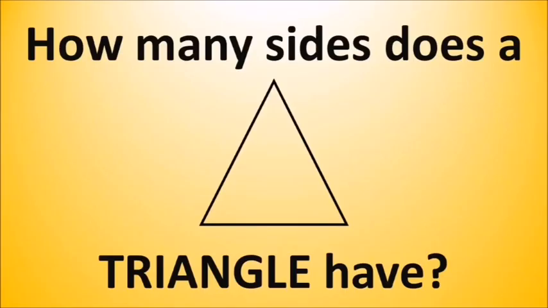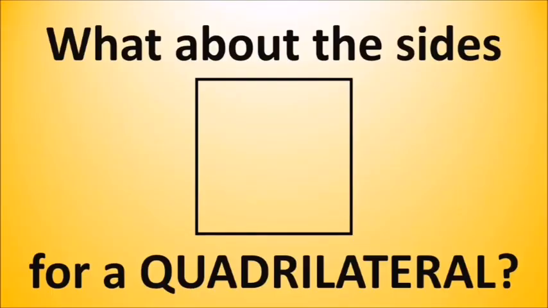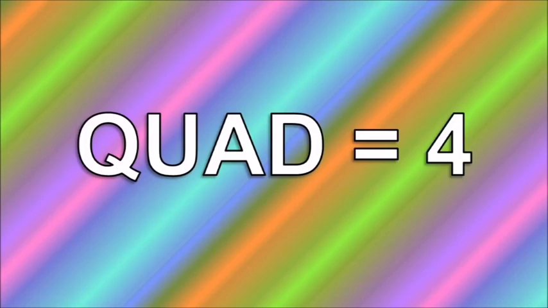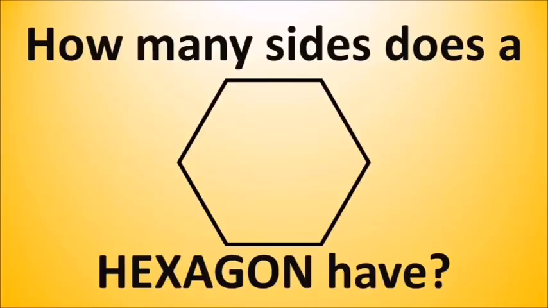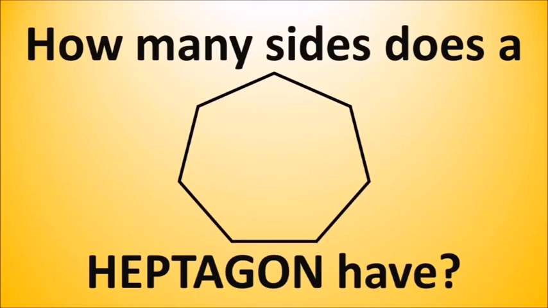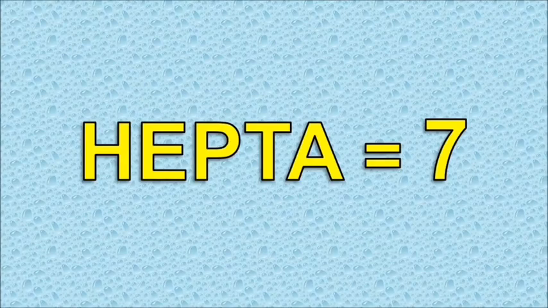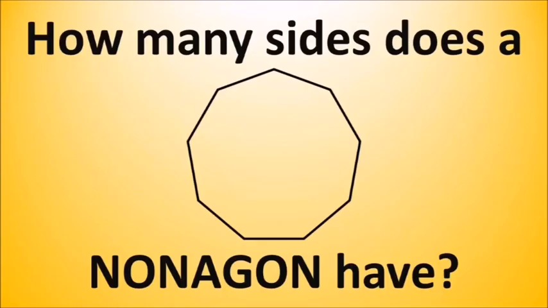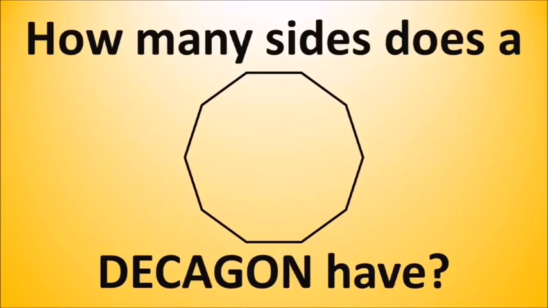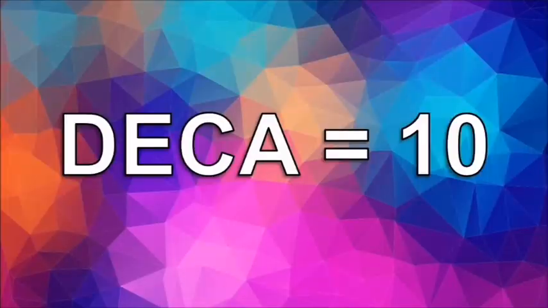Alright kids, it's time for a pop quiz! How many sides does a triangle have? 3, tri means 3. And what about a quadrilateral? 4, quad means 4. A pentagon? 5, penta means 5. A hexagon? 6, hex means 6. A heptagon? 7, hepta means 7. An octagon? 8, octo means 8. A nonagon? 9, nona means 9. A decagon? 10, deca means 10.